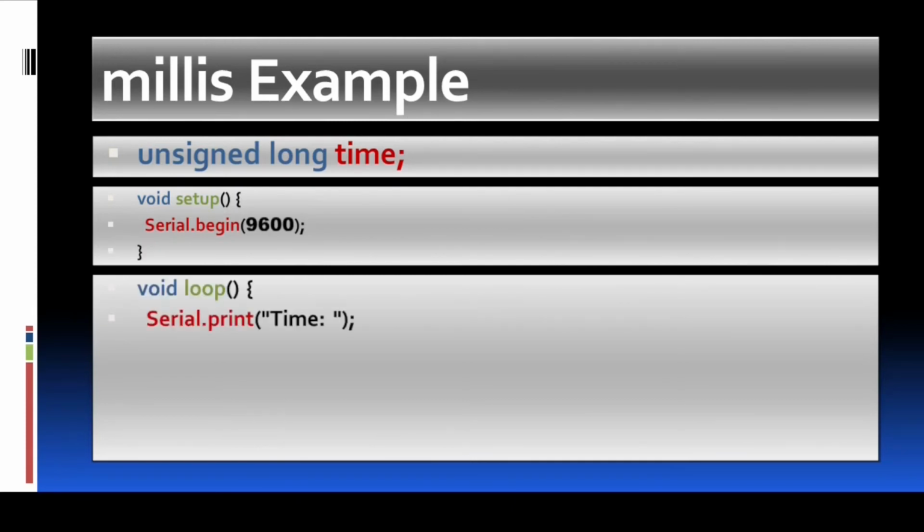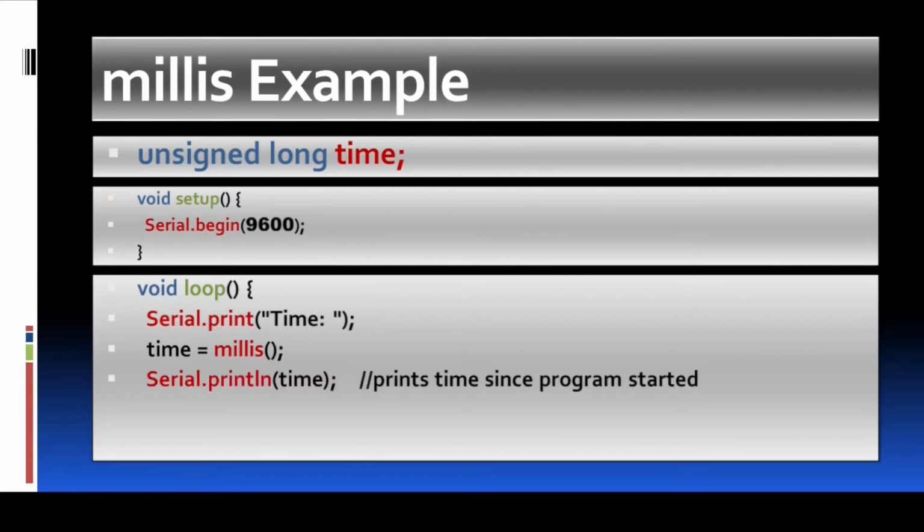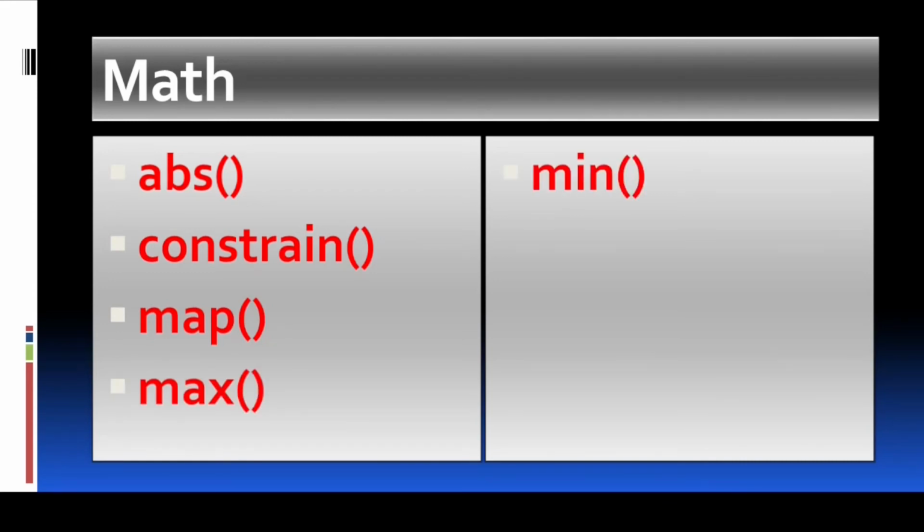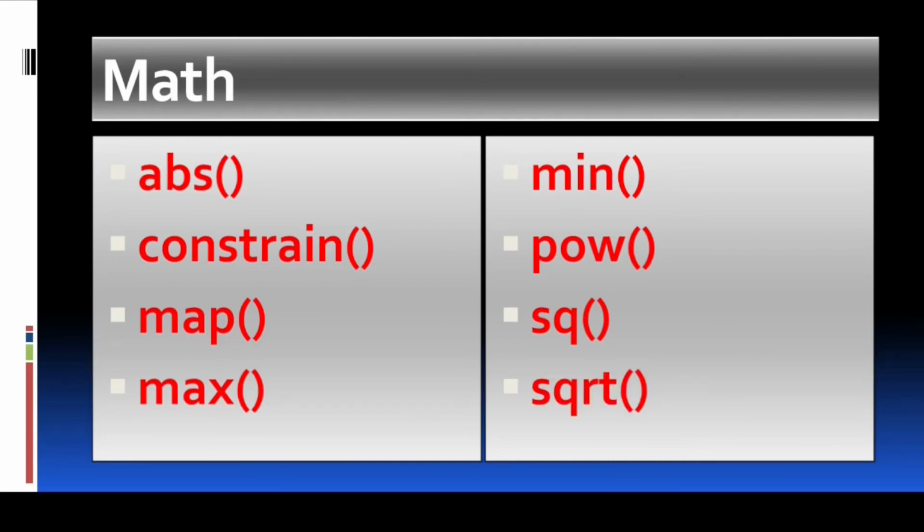In void loop, first we print a string named time. Second, put the millis value in the time variable which we defined before void setup. Here we print the time value on a new line. Here we create a delay of 1 second to slow the process of printing the time value. Next are math functions. Here are 8 types of math functions. First is abs, second constrain, third map, fourth max, fifth min, sixth pow, seventh sq, eighth sqrt.